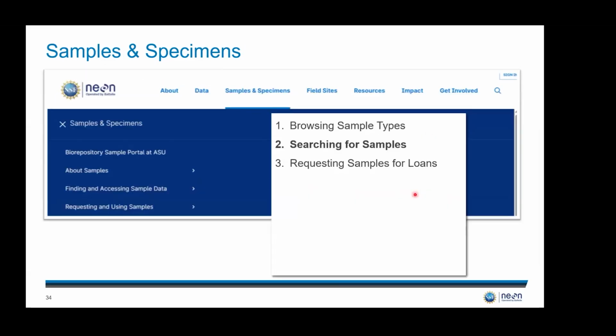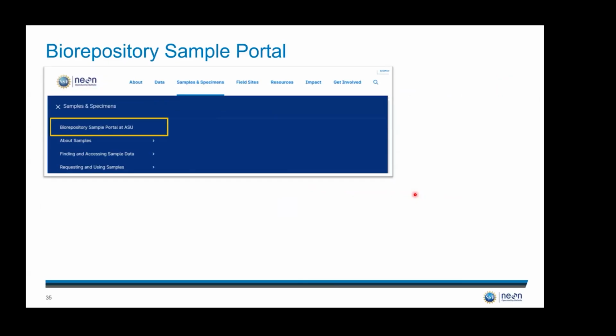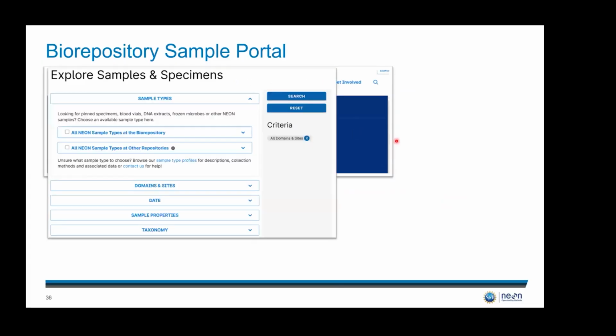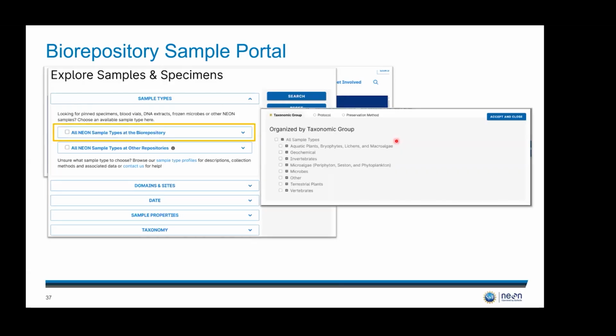So the second step in this process, or maybe an additional step, if you will, might be searching for those specimens that you want. And so the primary way to do that, of course, is through the Biorepository sample portal. And it looks something like this when you click on it. It's just a pretty basic search form with various sections. And I think these are pretty self-explanatory, but I'm just going to go through them real quick just so you can see at least what they look like and how to use it.